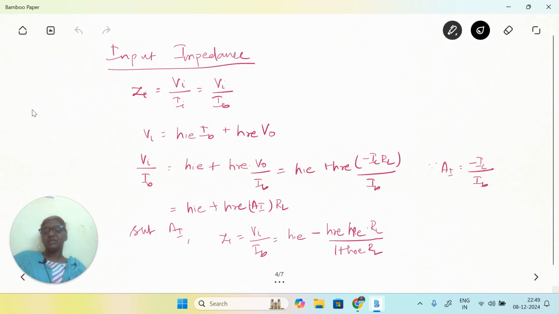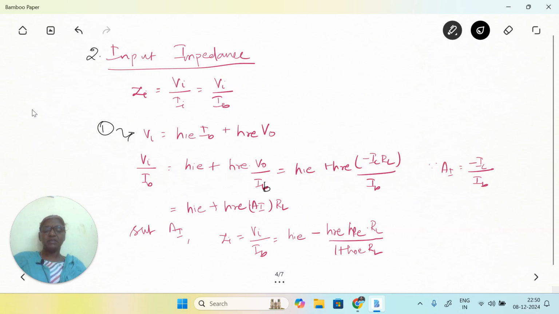The second parameter we need to calculate is input impedance. Zi is equal to Vi by Ii, and Ii is nothing but the base current, so it is taken here as Ib. We will recall the first equation of h parameters. For the transistor common emitter configuration, the first h parameter equation can be written as Vi is equal to hie Ib plus hre Vo. Vi divided by Ib will give you hie plus hre into Vo by Ib.